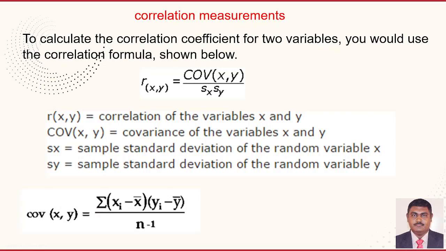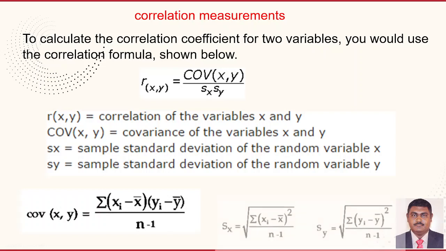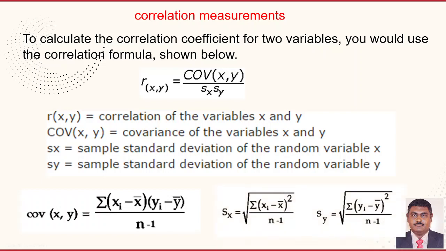The covariance is already given in the formula. Covariance of x, y is equal to sigma (xi minus x bar) into (yi minus y bar) divided by n minus 1. And Sx you can find as the square root of sigma (xi minus x bar) whole square divided by n minus 1. And Sy, the standard deviation, you can obtain as the square root of sigma (yi minus y bar) whole square divided by n minus 1. So use these formulas to determine the covariance, and then you can find the correlation.